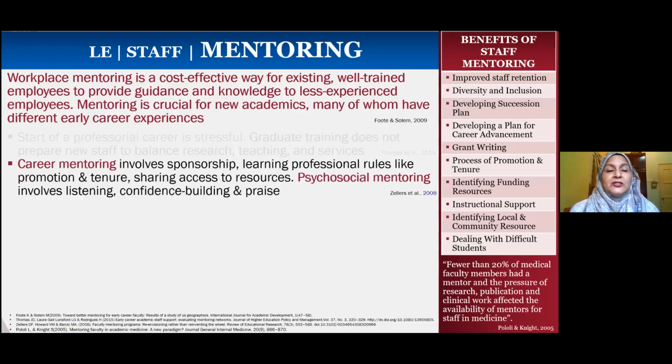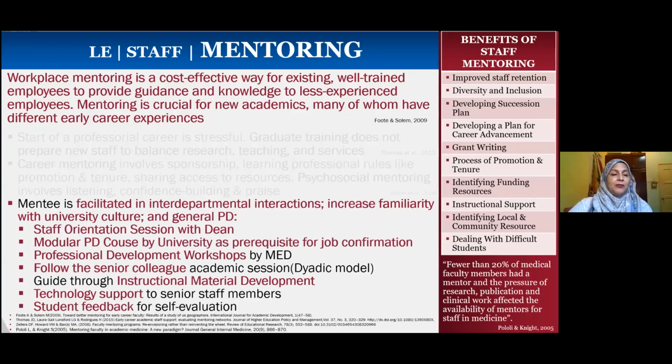Career mentoring involves sponsorship, learning professional rules like promotion and tenure, and sharing access to resources. Psychosocial mentoring involves listening, confidence building, and praise. The mentees are facilitated in interdepartmental interactions, increasing familiarity with the university culture and general professional development. Staff orientation sessions are conducted with the deans to help in this mentoring. The modular PD courses by the university are a prerequisite for job confirmation in some universities. Professional development workshops are conducted by the medical education department regularly.